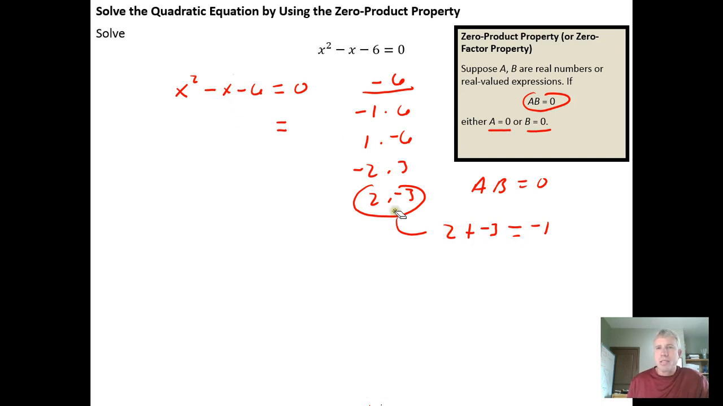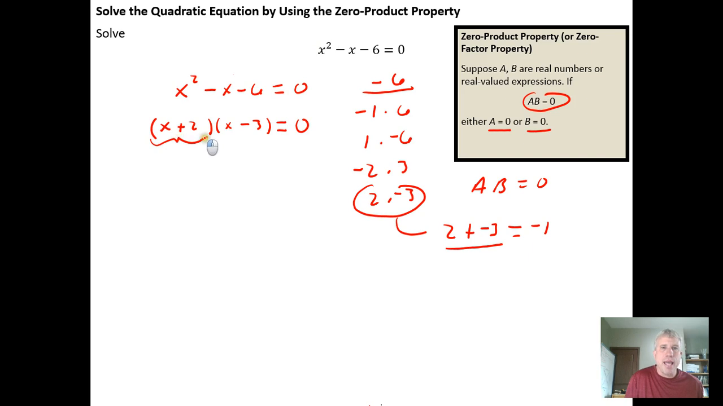So as long as the two factors add up to the coefficient on the linear term, and the leading coefficient is a 1, I should be able to get a factorization of x squared minus x minus 6 equals 0 from these two factors. So I grab it and I say x and x, and it's going to be x plus 2 and x minus 3, and those should equal 0. So this is a factorization of my quadratic.